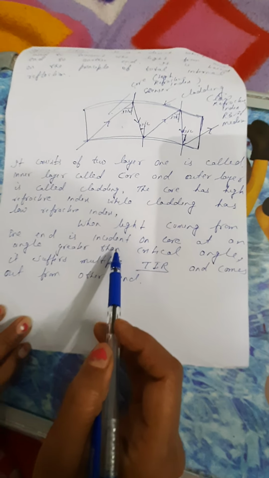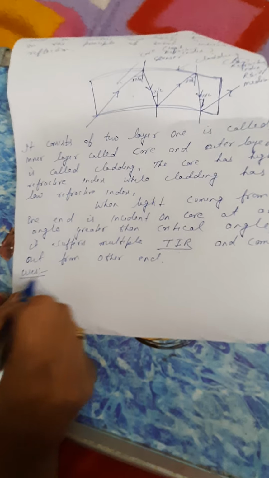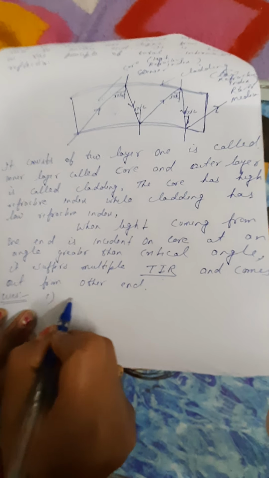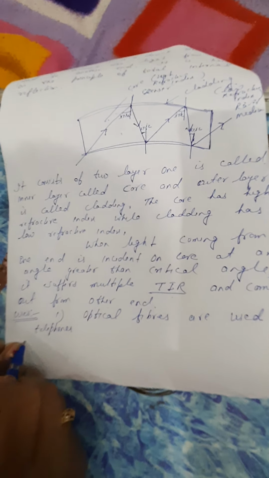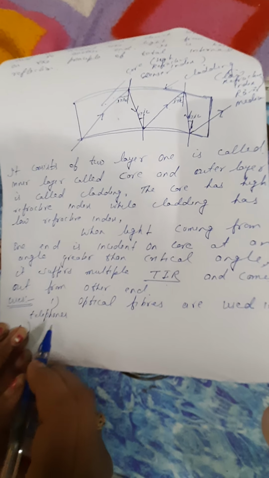This is optical fiber. What are its uses? Optical fibers are used in telephones. ऑप्टिकल फाइबर्स आर यूज्ड इन, कहाँ इसका यूज़ होता है ऑप्टिकल फाइबर्स का? इन टेलीफोन्स में. जो टेलीफोन्स की वायर्स हैं, ठीक है, तो वी कैन यूज़ ऑप्टिकल फाइबर्स इन टेलीफोन्स.